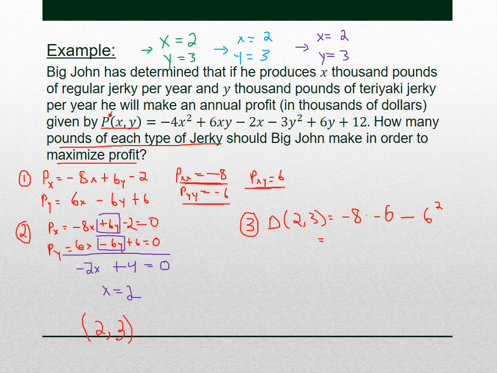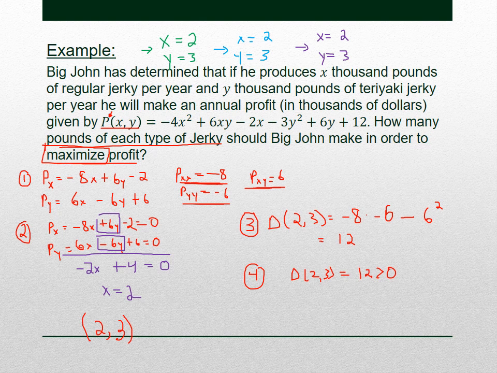Hopefully no one is. Anyway, for step 3, we need to figure out what is D of (2, 3). So for D of (2, 3), we go up to p_xx, which was waiting back here from step 1. We're plugging in (2, 3), but it doesn't matter. That's always negative 8. Then we multiply by p_yy. We're plugging in (2, 3), but it doesn't matter because that's always negative 6. And then we subtract. We're plugging in (2, 3) to p_xy, but that's always 6. So that's minus 6 squared.